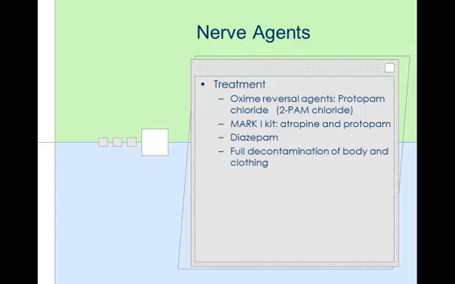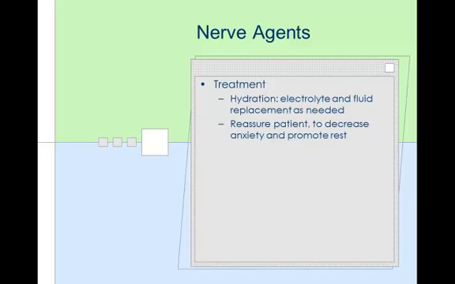Treatment: oxime reversal agents. If you take a look at the chemical name of these things, it ends in oxime. There's 2-PAM chloride, which is pralidoxime. There's a Mark 1 kit, which has atropine and pralidoxime. Valium, and full decontamination of body and clothing. When you're hired at hospitals, you will go through orientation on what to do for a radiation exposure mass casualty, and part of it is a full decontamination of the body and clothing. Also, you want to hydrate these people, reassure them to decrease anxiety and promote rest.